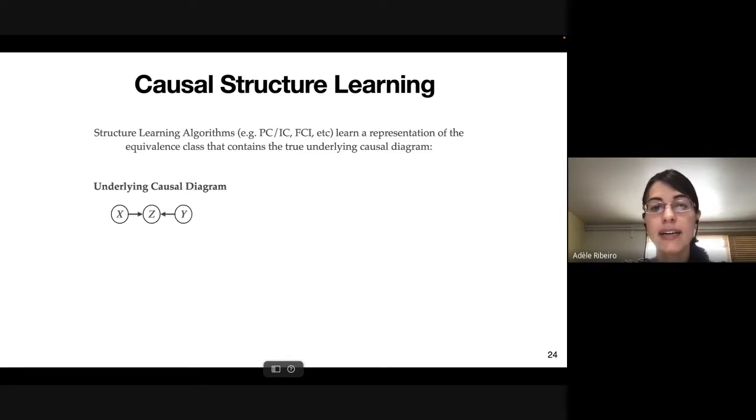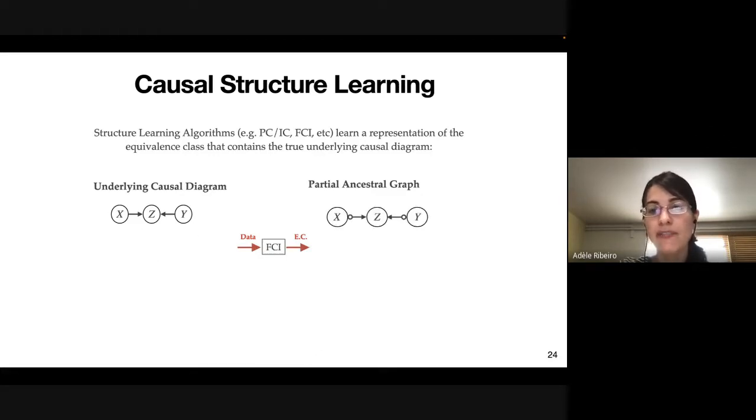These are just many examples to illustrate, and I'm using the FCI. The FCI is called the Fast Causal Inference algorithm. It's one of the classical structural learning algorithms for when you have unobserved confounding, and it learns the partial ancestral graph. So for example, for this first graph, I have this representation of the partial ancestral graph.